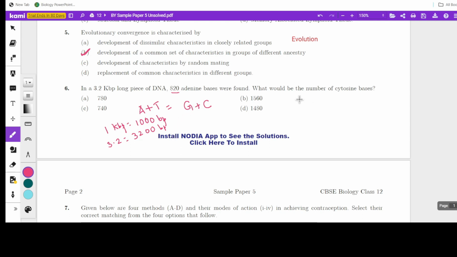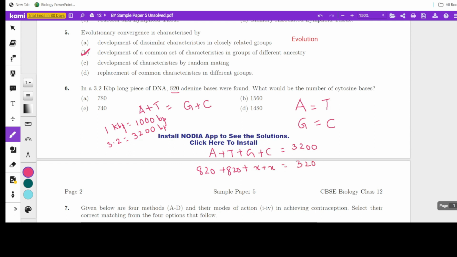So you can rewrite this in another form: the number of adenine will always be equal to the number of thymine, and the number of guanine will always be equal to cytosine. Okay. So now let's write like this. According to the question, all the 4 bases together, adenine, thymine, guanine and cytosine, form 3200 base pairs. And we know that adenine is equal to thymine. So what is the number of adenine bases given? 820. So 820 plus thymine 820. And G and C will always be equal, so you can take it as X plus X.